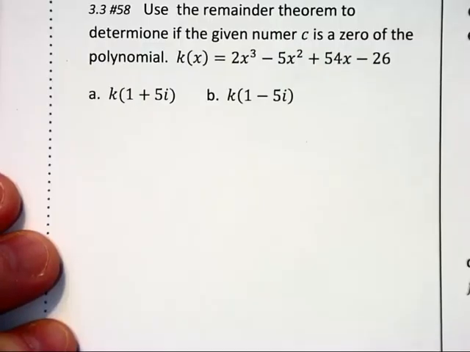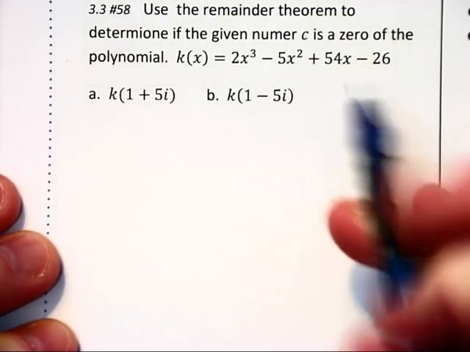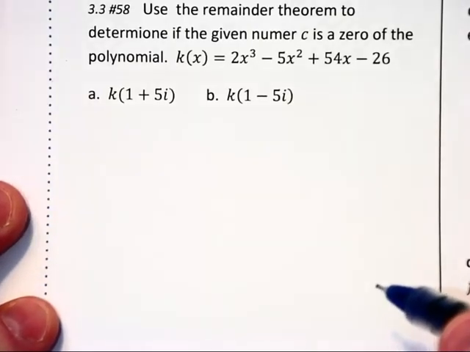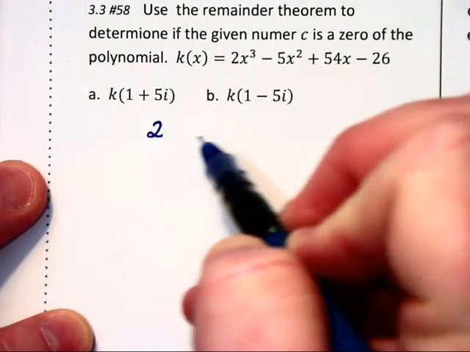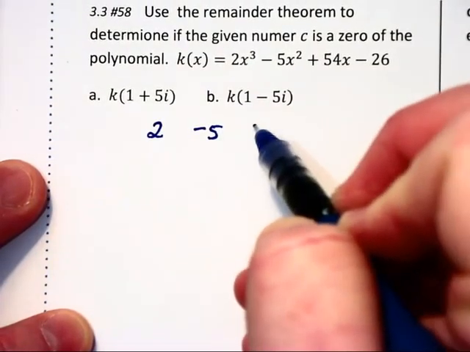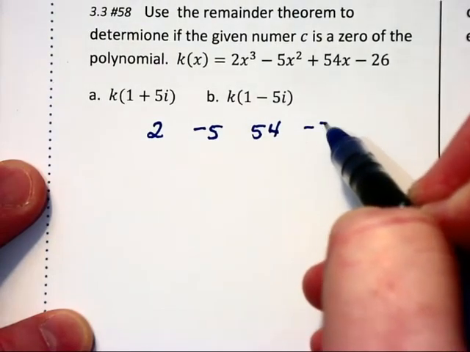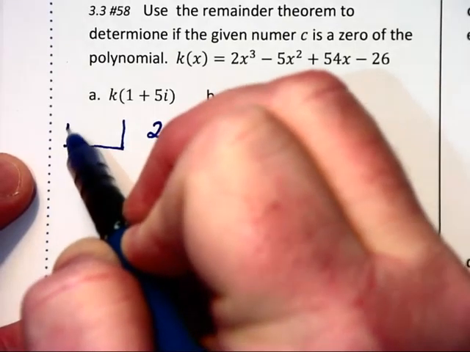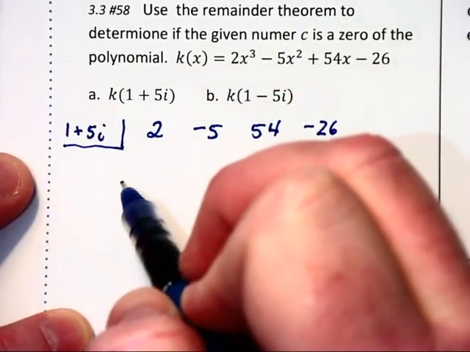Now we're being asked to use the remainder theorem to determine if these two values of c are zeros of the polynomial. In other words, when we do long division, will we get a remainder of 0? So here we go. Our polynomial's coefficients are 2, negative 5, 54, and negative 26. And I'm going to check whether 1 plus 5i is a 0.